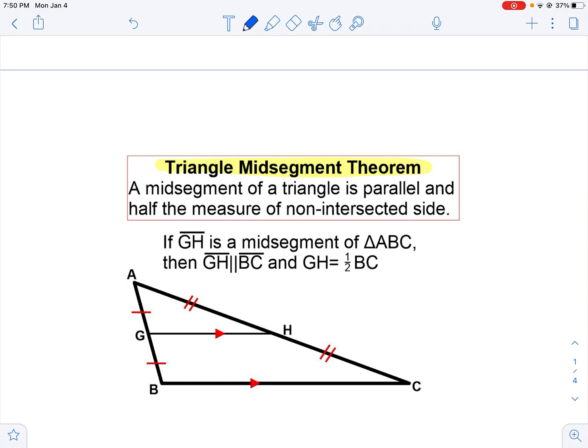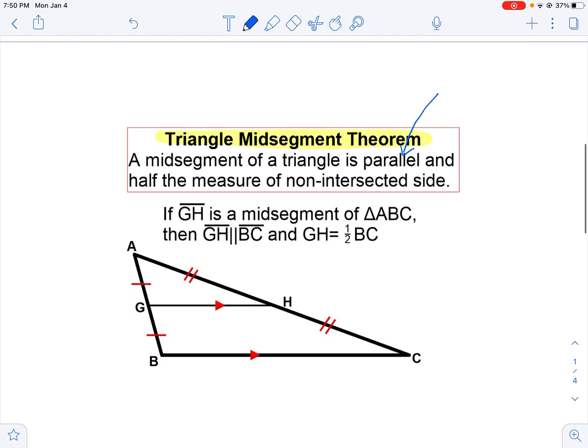Okay, it is saying that the mid-segment is parallel to its non-intersected side, which you know that if something is parallel, when you have a set of parallel lines, you have some equal measures going on there, right? You have some corresponding angles, you have some alternate interior angles. So think about what we've got going on here.